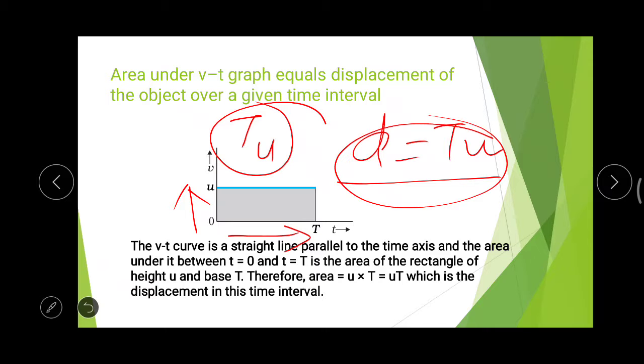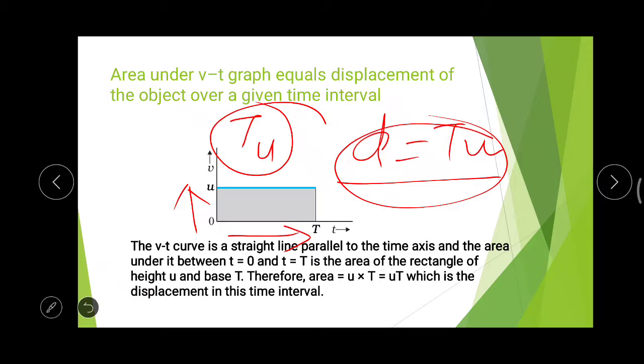The VT curve is a straight line parallel to the time axis. That means the velocity is a constant value. Even whenever the time increases, there is no change in the velocity. Velocity is constant and the motion is a uniform one. The area under it between t equal to 0 and t equal to t is the area of the rectangle of the height u and base t. Therefore the area of the rectangle is u into t, ut.